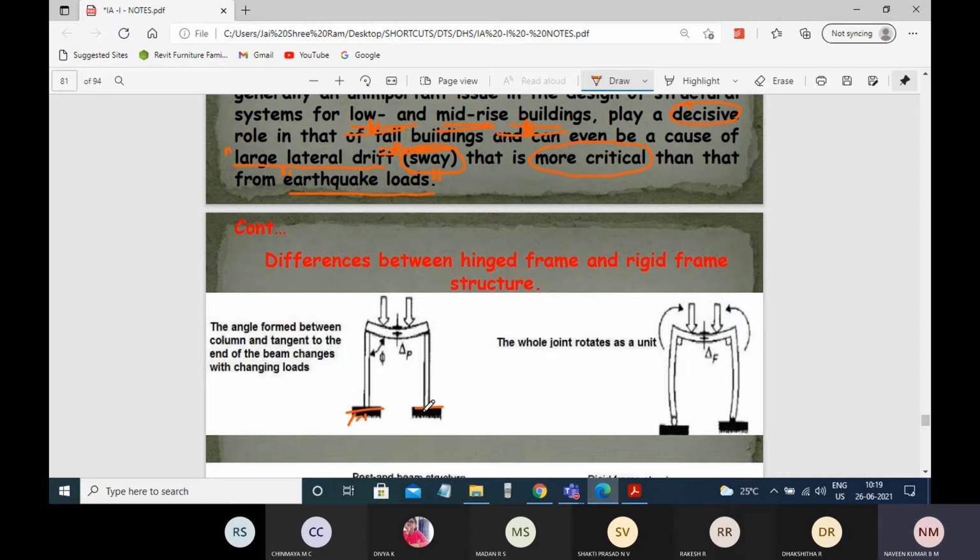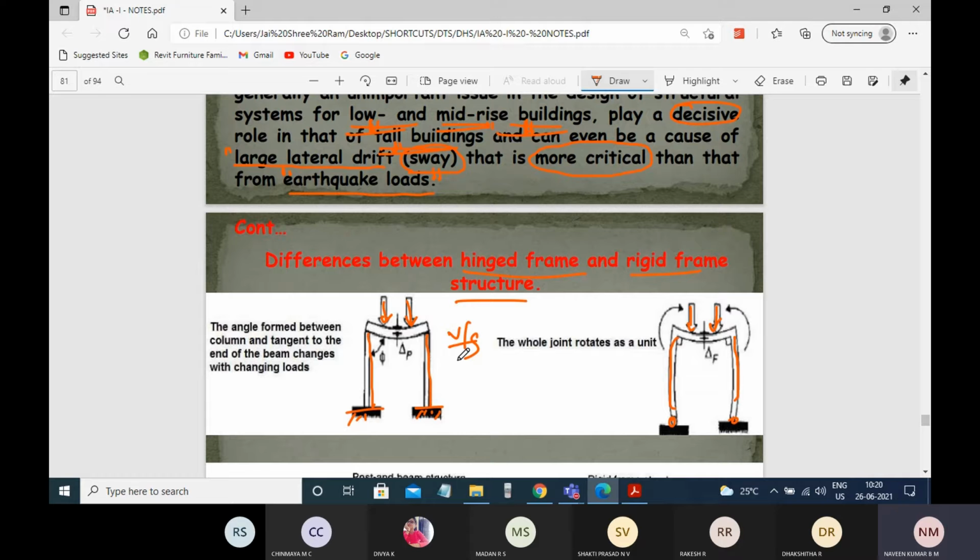So the kind of support, this kind of support. Over here it is a fixed support, where you cannot see any bending in this particular structural member. Where you have a hinge over here, you can see the buckling of the column due to the application of loads. Understood? So that difference you can see here is between the hinged frame and the rigid frame.